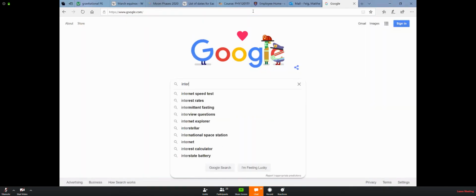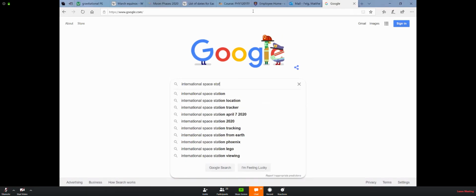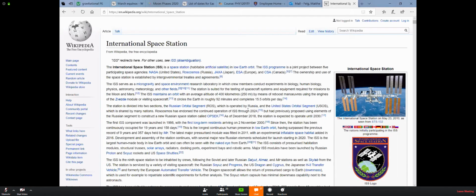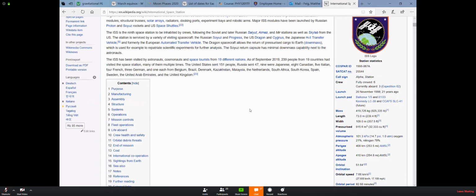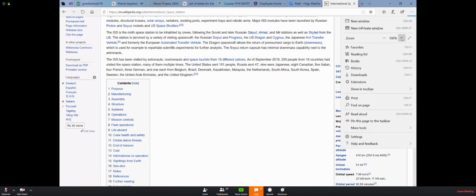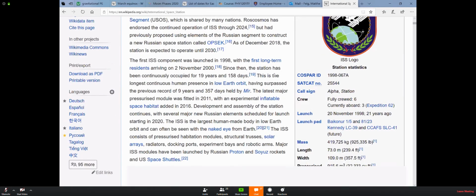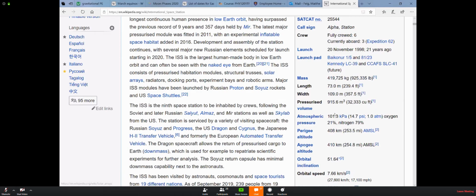Okay, I'm typing in International Space Station, and I'm just going to go to Wikipedia. Actually, I think the information I need is already in the sidebar here, but I'll click on this so we can see some other information about the space station. It's over here on the right, and I'm not able to see that. Okay, let's make this bigger for you guys. See this information over here on the right of the screen?